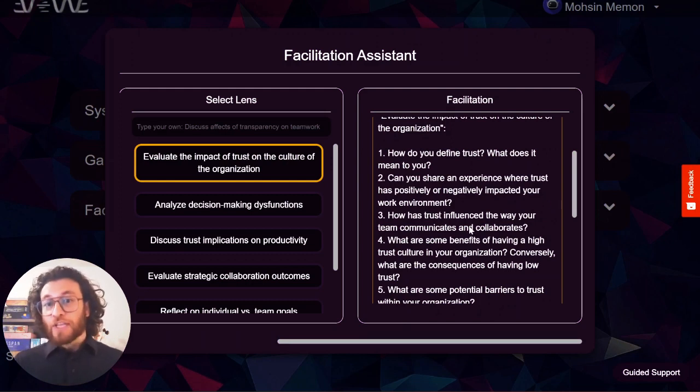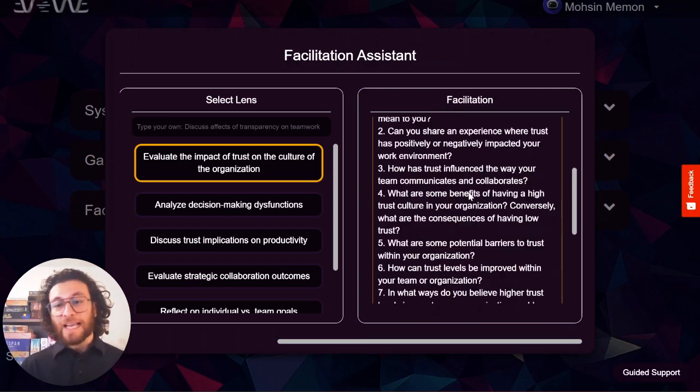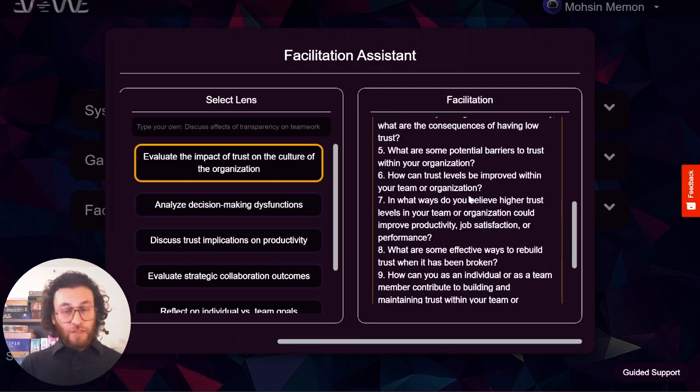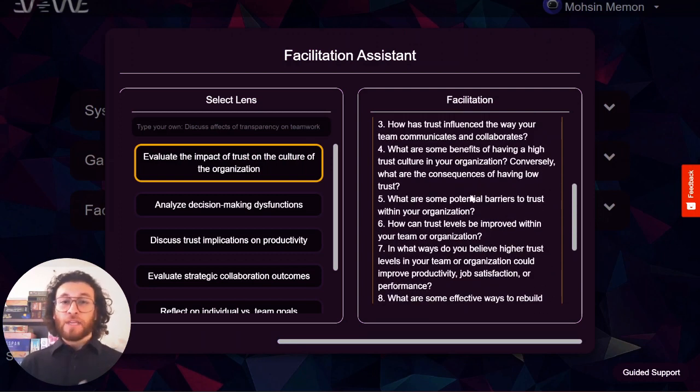The second one could be, can you share an experience where trust has positively or negatively impacted your work environment? That could be a significant one, and we can actually change that as well, and say how it negatively impacted how you played the game, and then further, does this draw any parallels into your work life as well? And then, how has trust influenced the way your team communicates and collaborates? That's probably another one that you might want to consider. So point being that it gives you a list of 10 facilitation questions that you can use in order to facilitate the debrief itself.